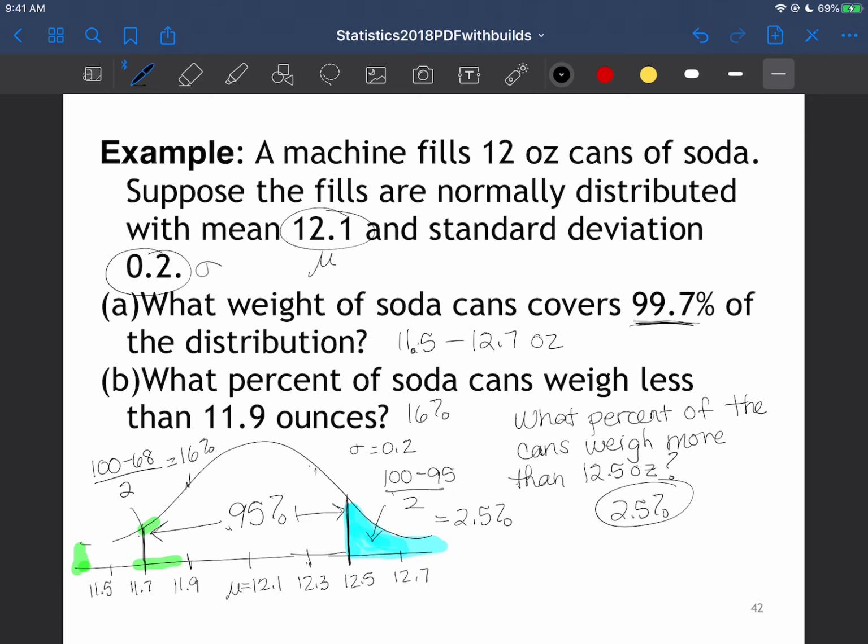Here's a question for you. What percent of the cans weigh less than 12.5? See if you can use the picture to determine the answer to that.